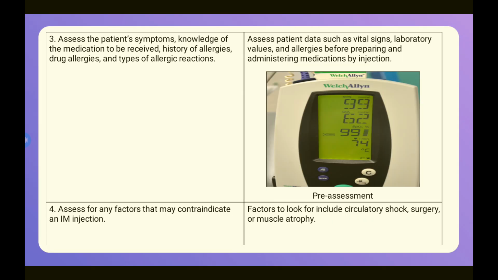Number 3. Assess the patient's symptoms, knowledge of the medication to be received, history of allergies, drug allergies, and types of allergic reactions. Assessing patient data such as vital signs, laboratory values, and allergies before preparing and administering the medication by injection is very important. This is considered a pre-assessment. Number 4, assess for any factors that may contraindicate the intramuscular injection. Factors to look for include circulatory shock, surgery, or muscle atrophy.